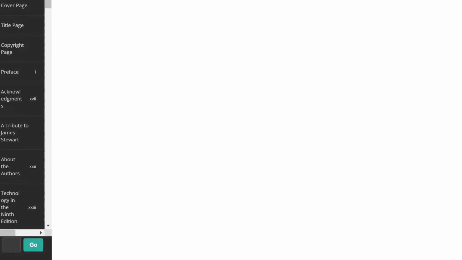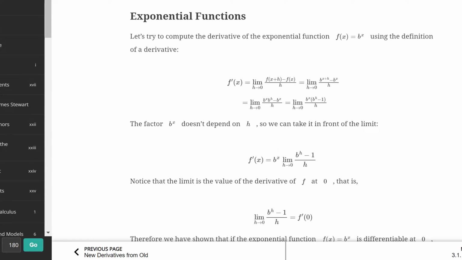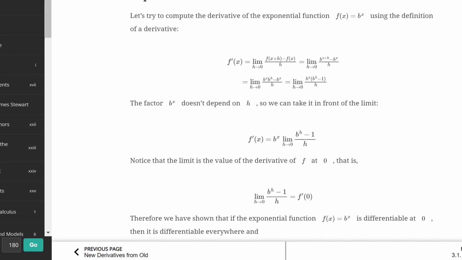I know E is like decay. No, E is always growth. Well, actually, let me rephrase this. E isn't always growth. E is just a number. It's just this very special number. So, all right.